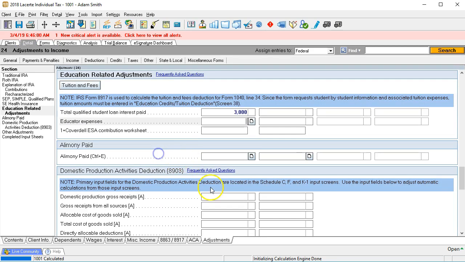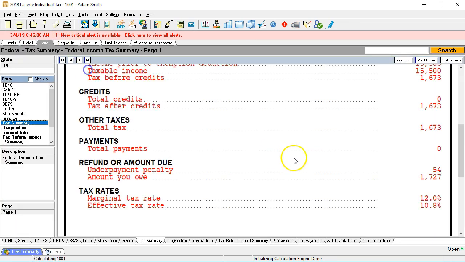Well, what if we took this out then? You could say, all right, what if we took the 3,000 away and we went back here?